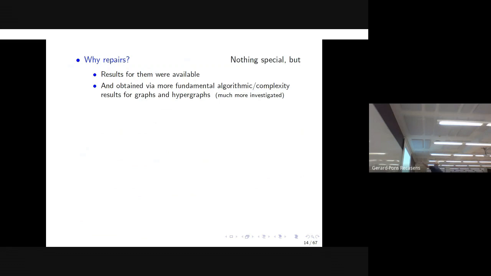These results were obtained for repairs, but with more fundamental methods: algorithmic and complexity results for graphs and hypergraphs that have been investigated much more. Otherwise, we would have had to play the same game with causes, starting from scratch, using all kinds of graph and hypergraph algorithms and complexity results. So we heavily use results on graphs and hypergraphs from our paper with Lopatenko mentioned before, on cardinality repairs. And repairs can be formulated in hypergraph-theoretic terms.